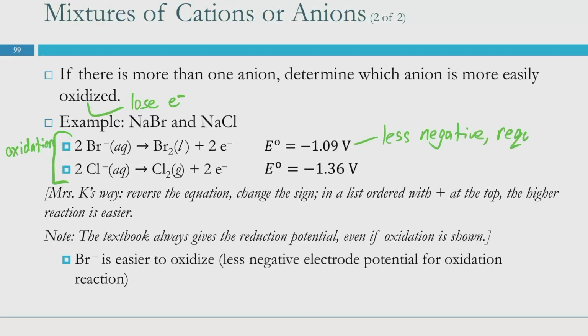And so it is going to require less voltage, less power, basically, to drive, to get it to work in this direction. It doesn't want to work in this direction. That's why it's an electrolytic cell. But it will if we put in enough energy. We have to put in a little bit less energy to get bromide to lose an electron versus chloride to lose an electron.